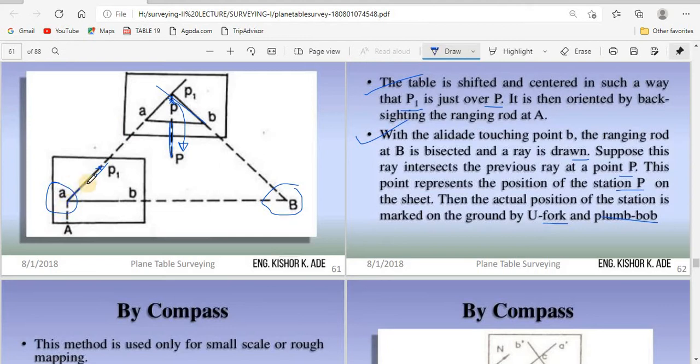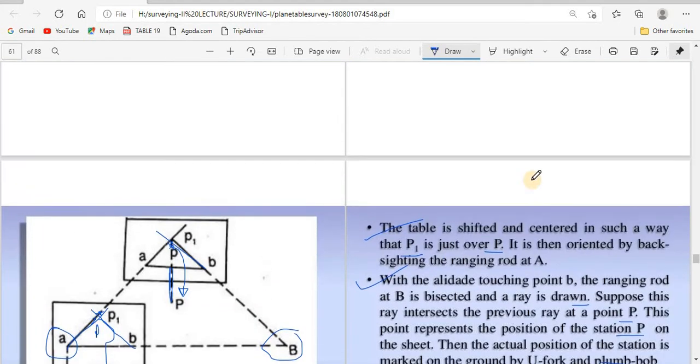After that you need to establish a new station point. So you have to shift your instrument to point P so that this P1 exactly coincides with P. Then by keeping the alidade at point B, you need to draw a ray again towards P1. Suppose it is not touching P1, it is touching this line at point P. So this point P is the newly established point, and with the help of this point on the sheet, you have to establish a new point on the ground with the help of your U-fork. In this way your resection method has been performed.